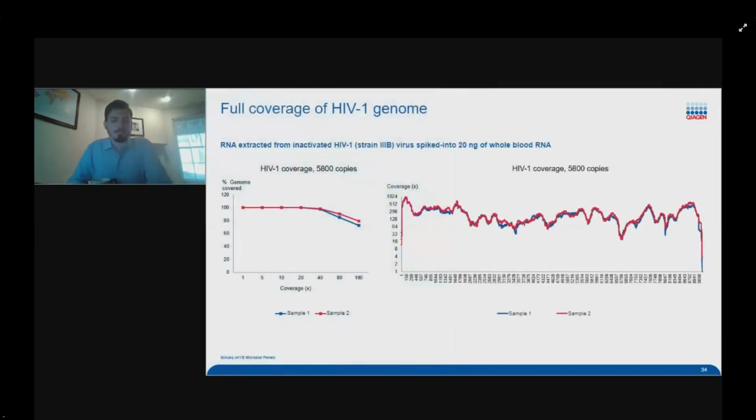I wanted to highlight the kind of coverage that you're seeing with HIV-1 as well in the panel. And so you can see here a genomic coverage plot that shows the average coverage that you'll see for HIV-1 across the panel.